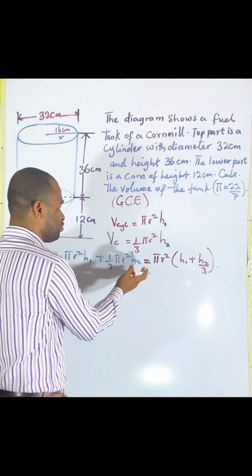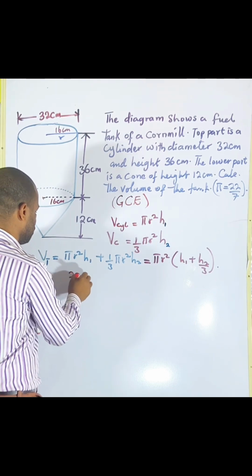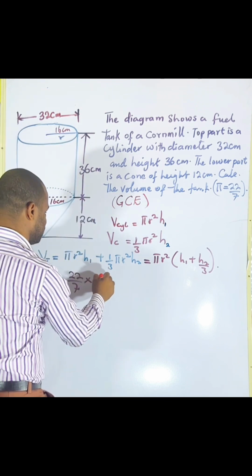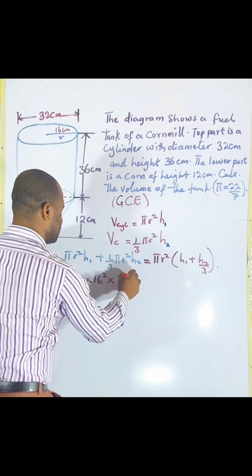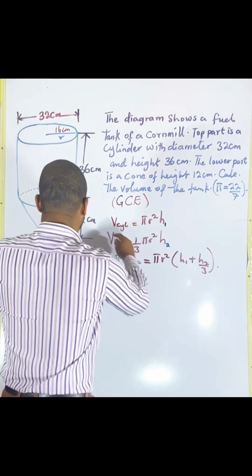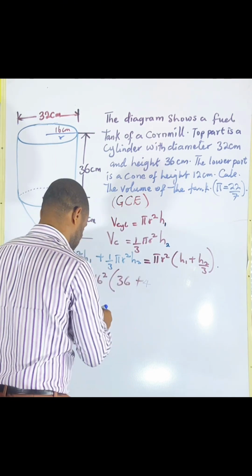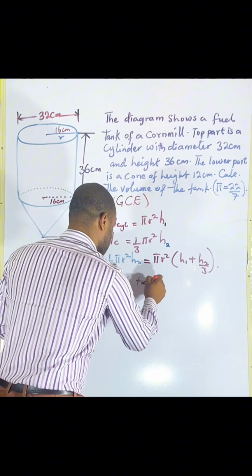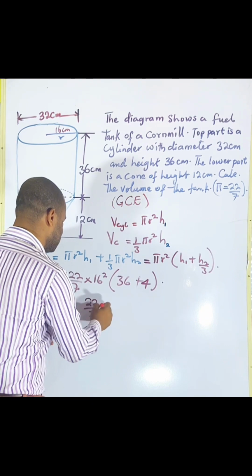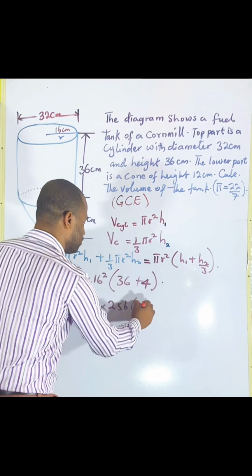In this case, I am going to substitute the values here. The first one is 22 over 7 times the radius, 16 squared, times pi r squared, bracket open, h1 is 36, h2 is 12 cm. Now this 12 divided by 3 is going to be 4. So I have 22 over 7 times 16 squared, which is 256, bracket, 36 plus 4, which is 40.